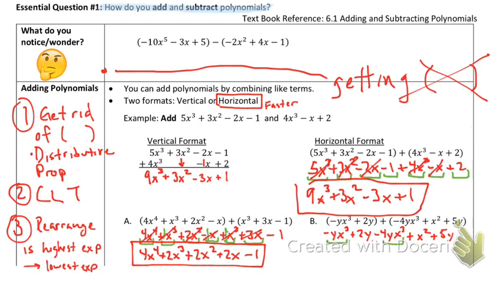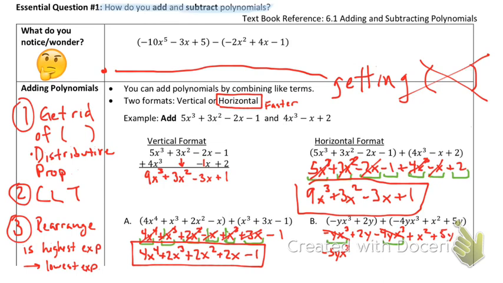So once the variables and exponents are matched up, we simply look at the coefficients, the number in front. In this case, we have a -1 and a -4. So -1 and -4 come together and give you -5yx to the third. And we cross them out. Okay, those were like terms.